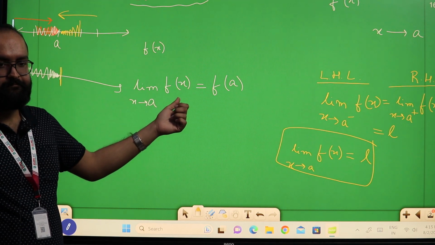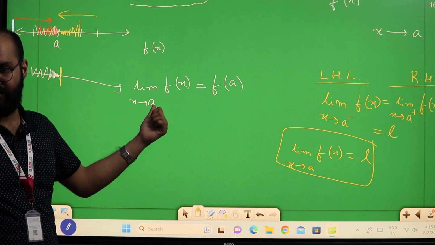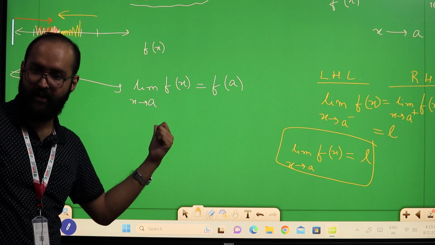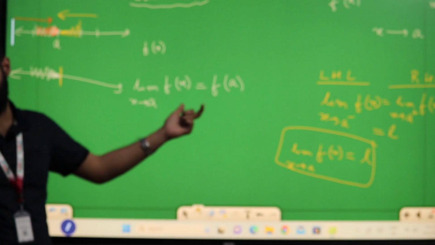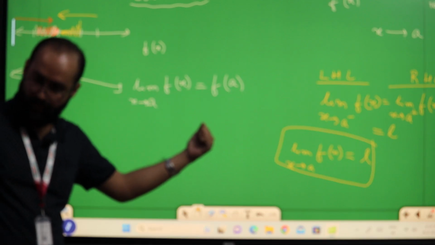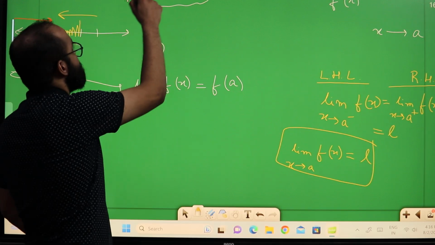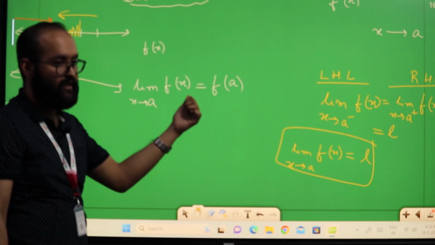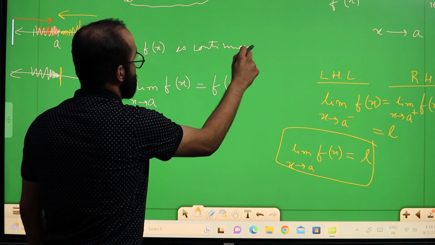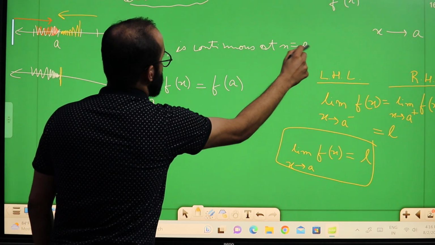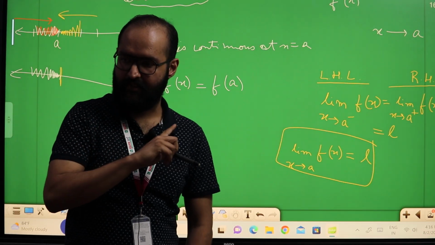If we see that the limit of f(x) exists at x equal to a, and that limiting value is exactly equal to f(a), the value of the function at x equal to a, then we say that the function f(x) is continuous at x equal to a. When? If this. Clear? If this.